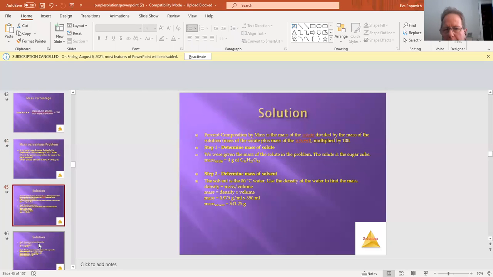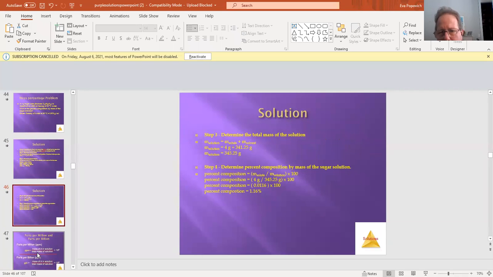Again, that problem is solved in the next slide, guys. So basically, I got my mass of water being 0.975 times 350. I got that being 341.25. So my mass percent is going to be 4 divided by 4 grams plus 341.25, or it's going to be 1.16%.